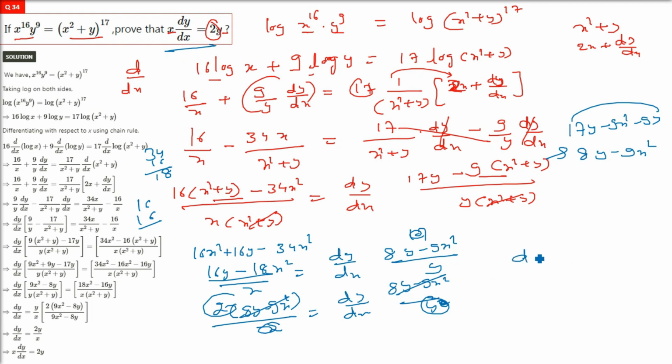So let us do it. dy by dx is equal to, so you have x on x, you have to bring it here, and then twice y on the right hand side. Just write it as twice of y. Alright, that's your answer.